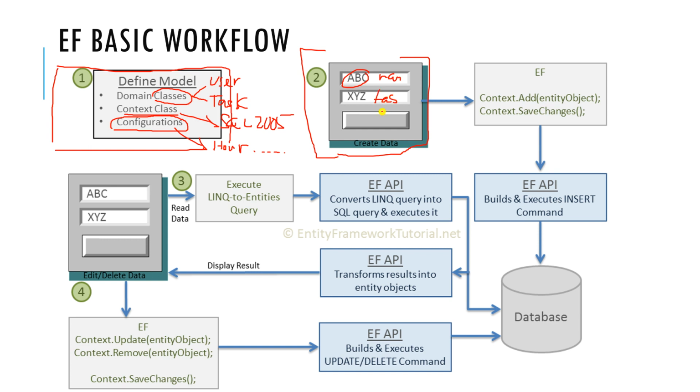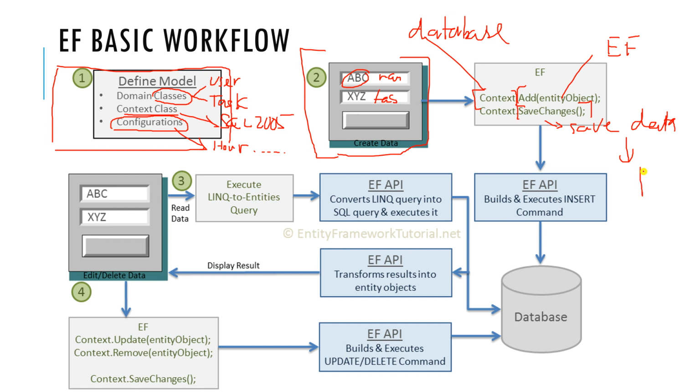When we have the data, we can use the context. The context is related to the database, and we add the data to the context. From the framework we can save changes to save the data to the database. It saves directly to the database. This is for the first.